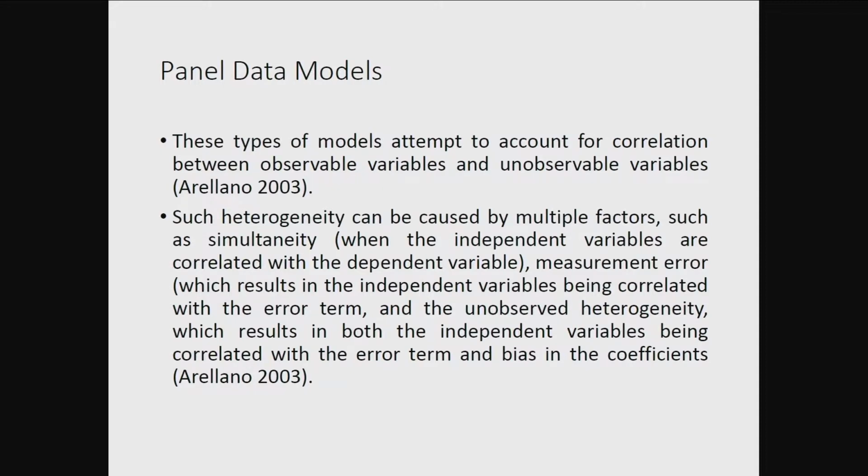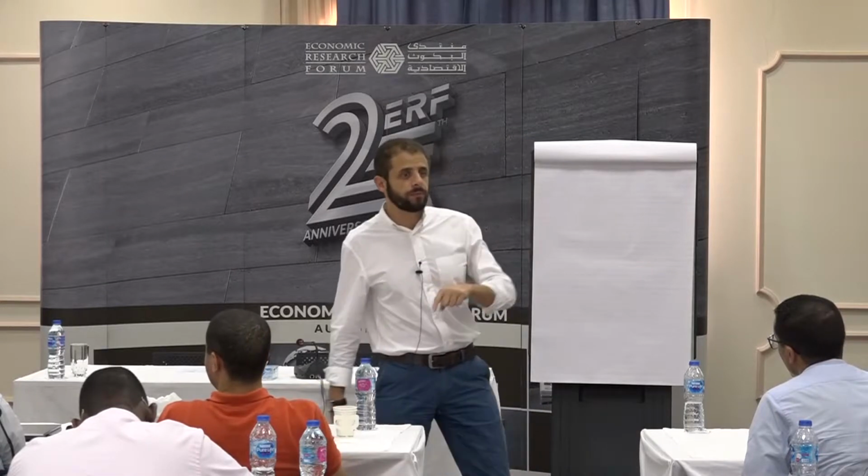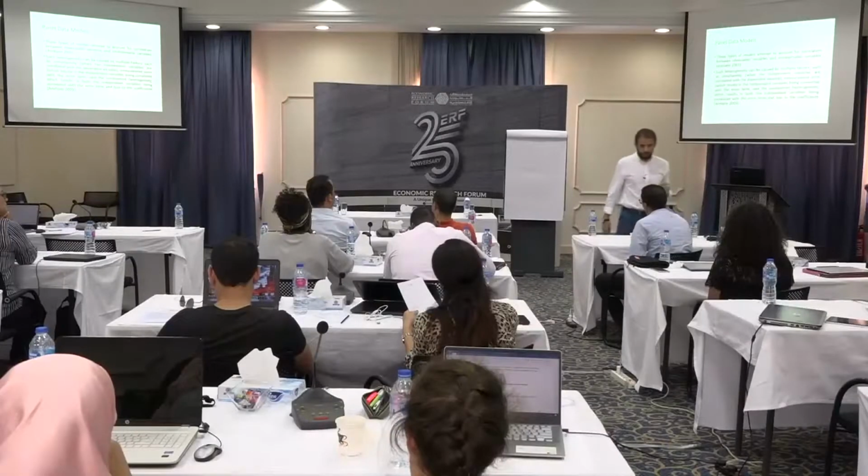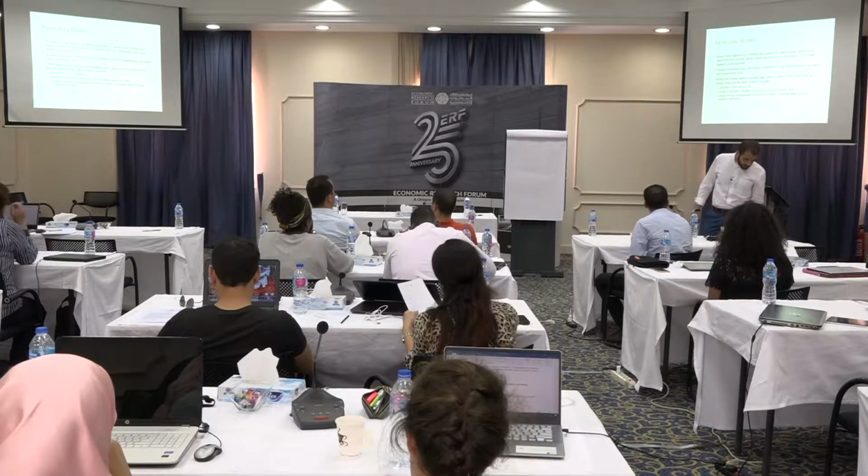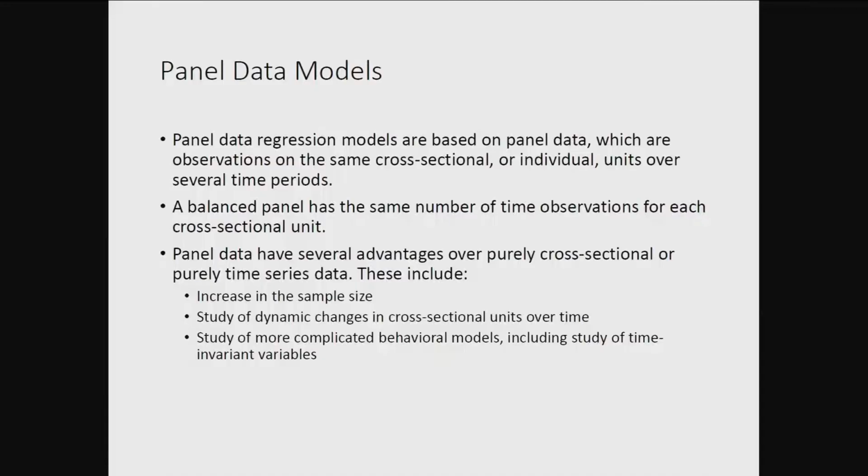So the basic idea here is that if we don't control for the unobserved heterogeneity, this will lead to a violation of the condition of strict exogeneity, because in this case, my independent variables will be correlated to the error term, and my results will be biased. So we have to resolve this through the panel data estimation.